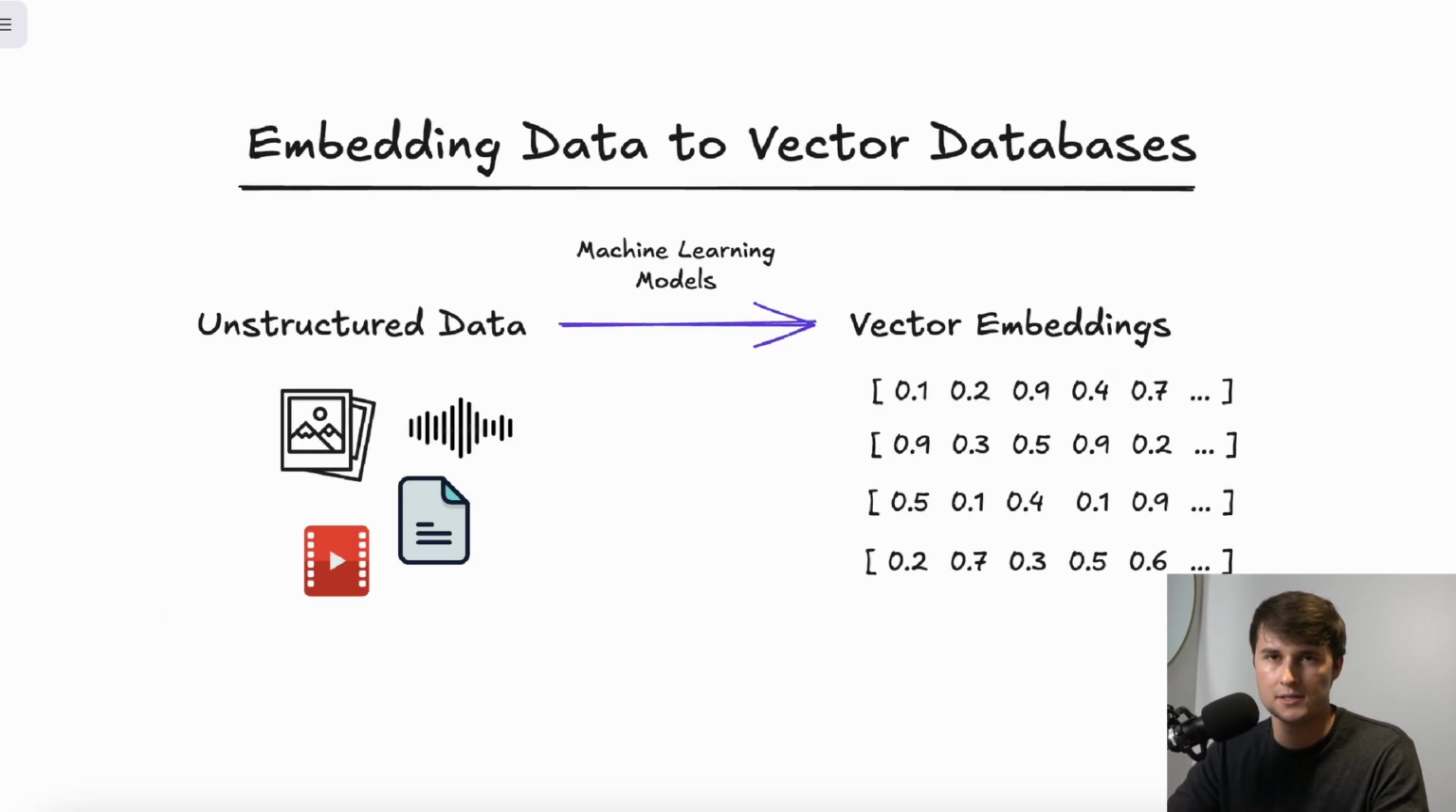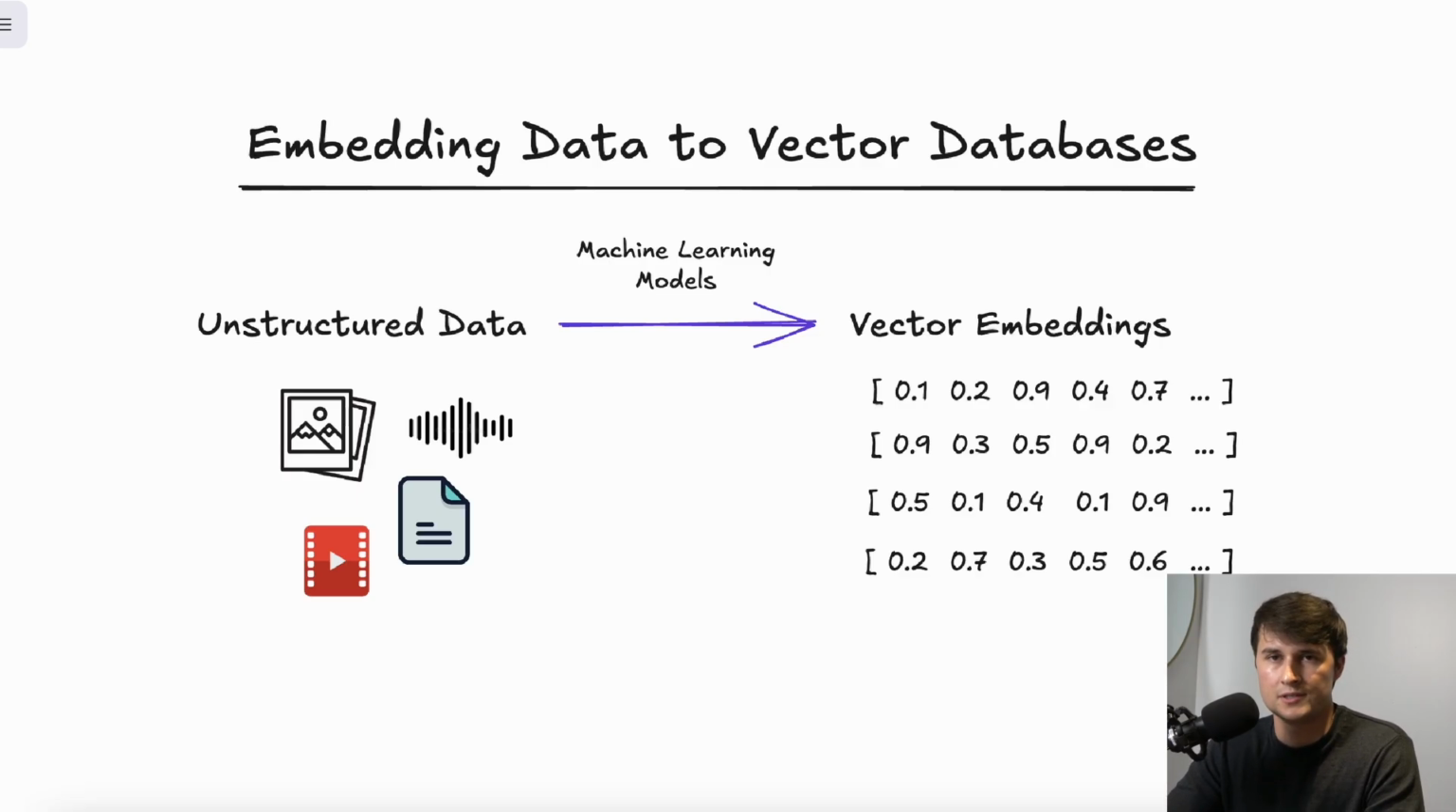So how do we actually embed that data in this vector database? Again, embedding data is a complex process in which we turn unstructured data like images, text, video, audio, and we turn that into numerical coordinates that a computer can read.